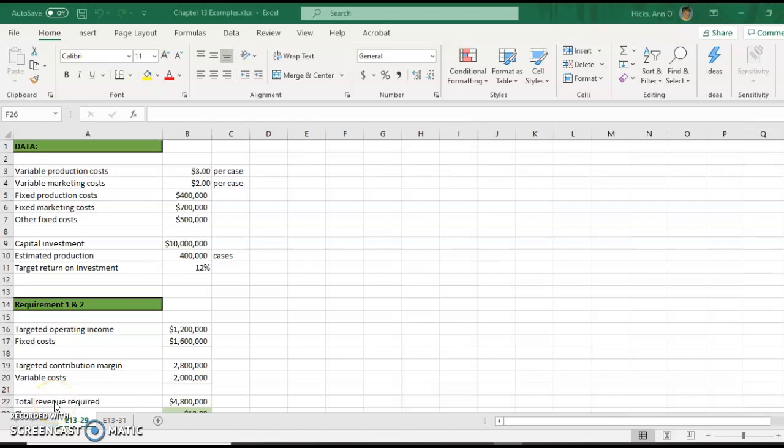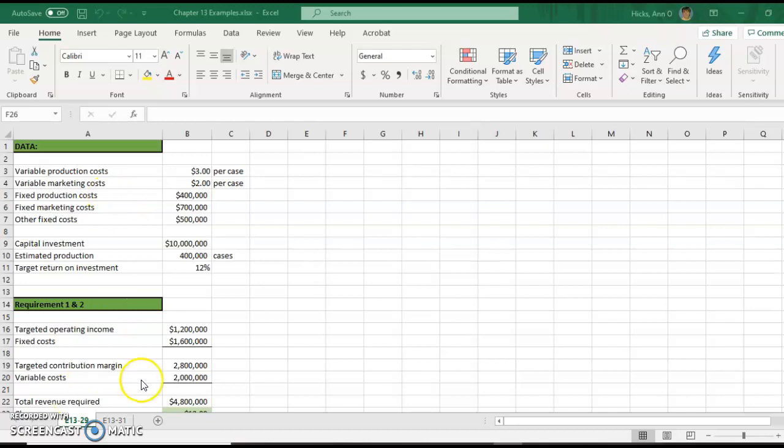I want to walk through a couple of examples of the pricing approaches that I talked about in the short introductory video that I did. So what I'm going to do is walk through two examples, one that uses cost-plus based on the target return on investment, and then one that looks at market-based pricing.